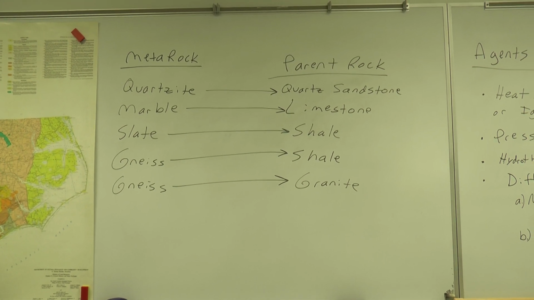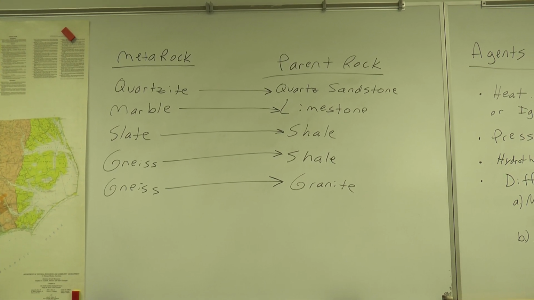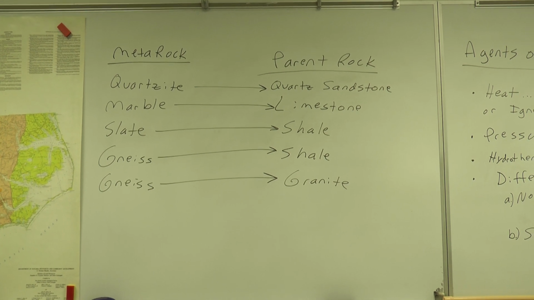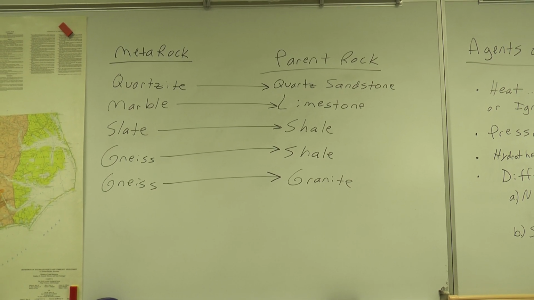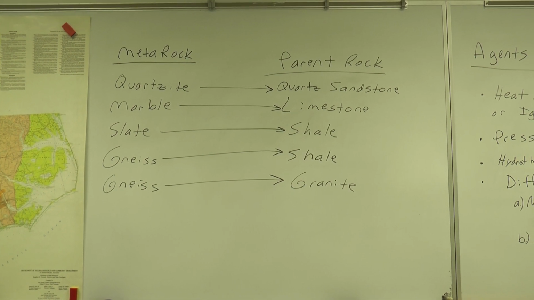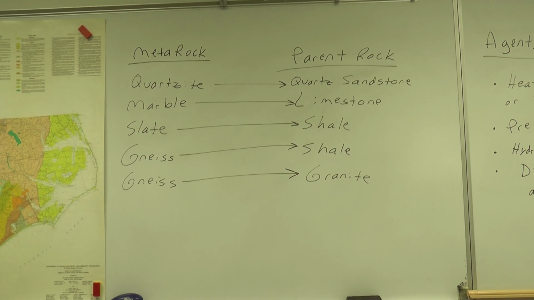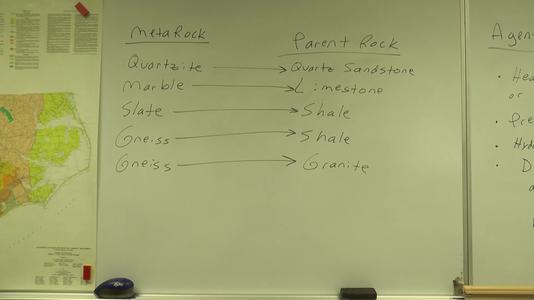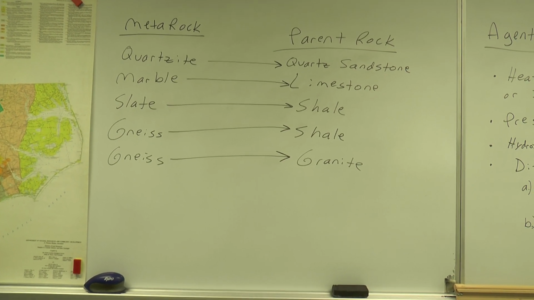Now slate, its parent rock is always shale. You're going to see that shale can be more than one parent rock. Then we have something called gneiss. The G is silent. Gneiss. Gneiss can have one of at least a couple different parent rocks. It could either be shale or granite.